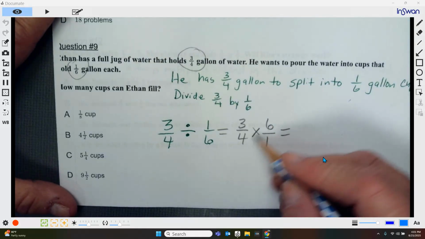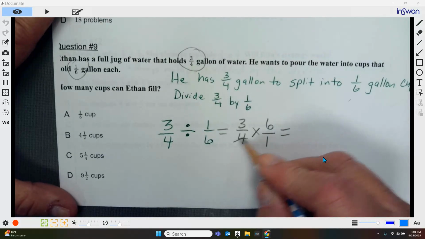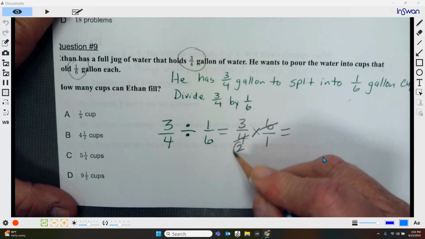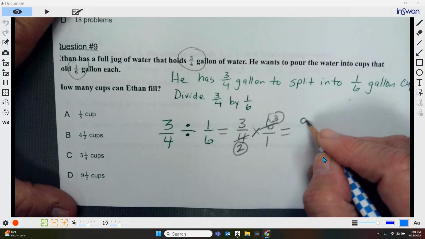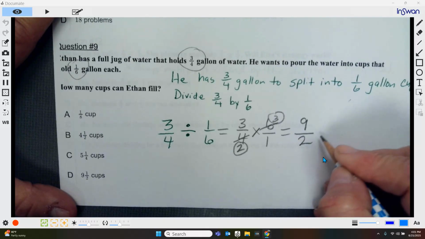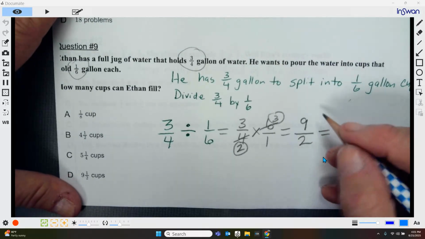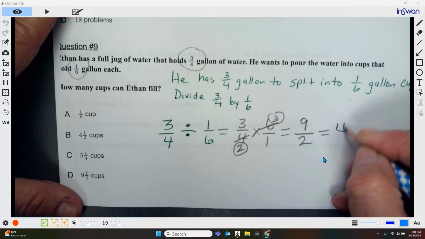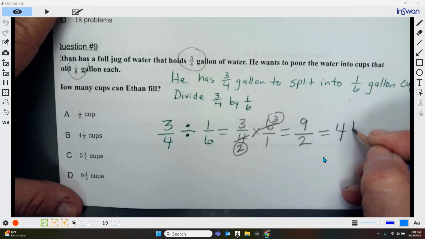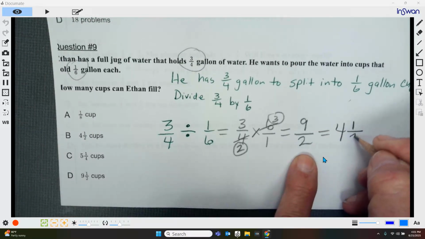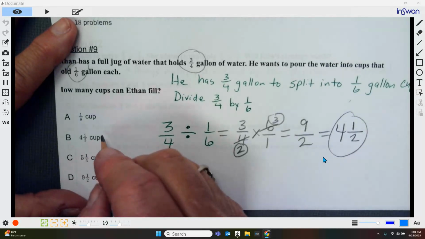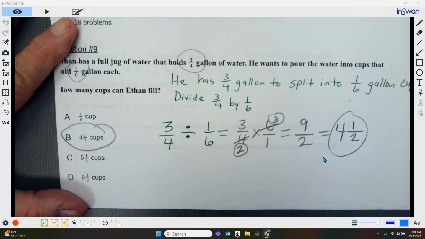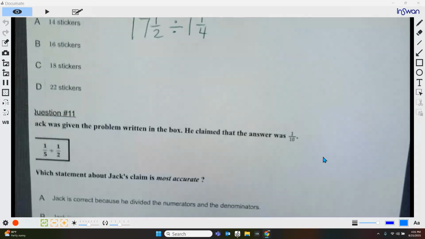And, well, I can easily simplify 2 out of that. 2 goes into 4 2 times. 2 goes into 6 3 times. So I've got 3 times 3 is 9 over 2 times 1 is 2. 2 goes into 9 4 times. 2 times 4 is 8. So 9 minus 8 is 1 left over out of the original half that we have. So the answer would be 4.5 cups could be filled from 3/4 of a gallon. Okay? Moving right along.